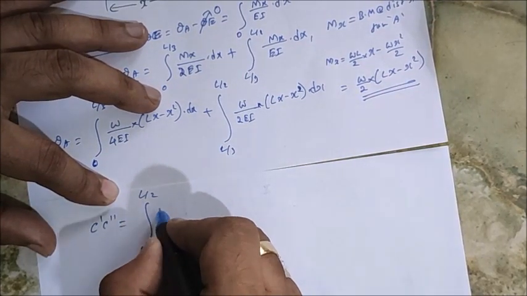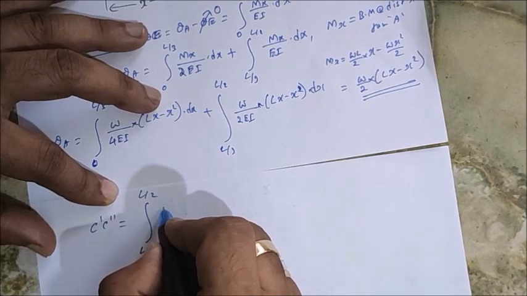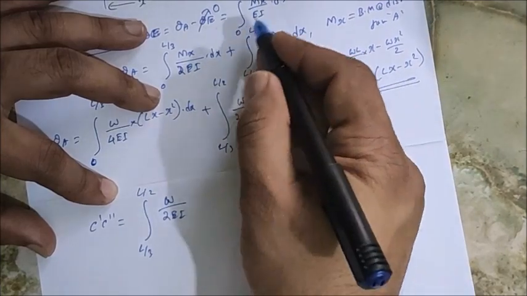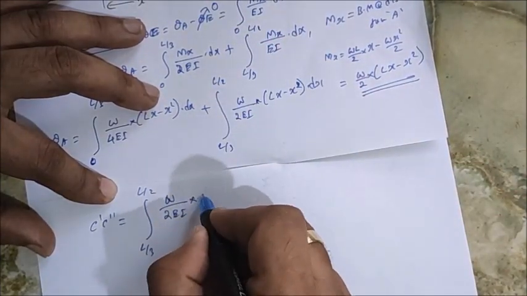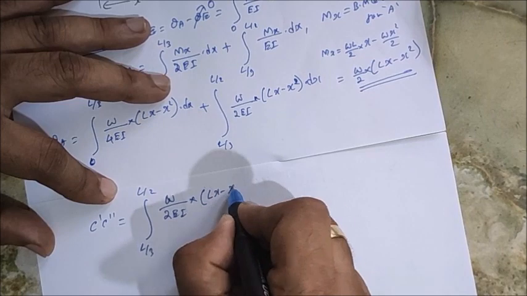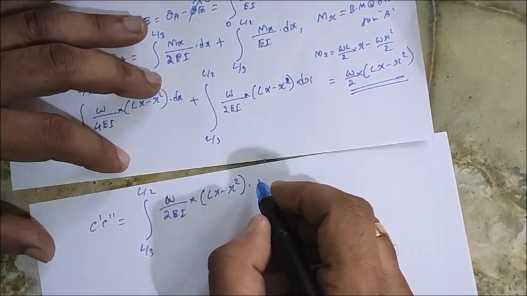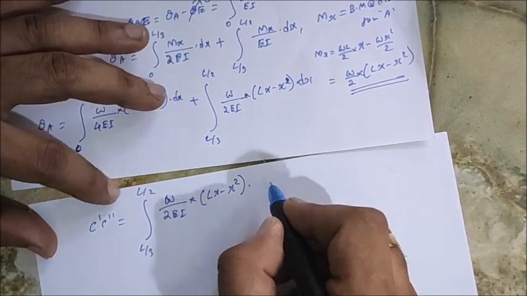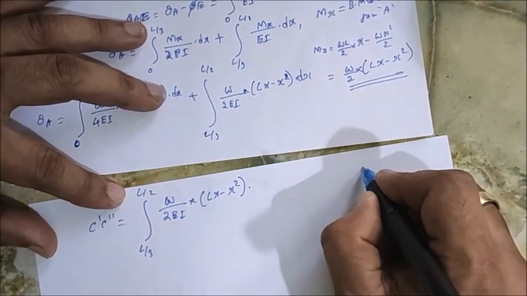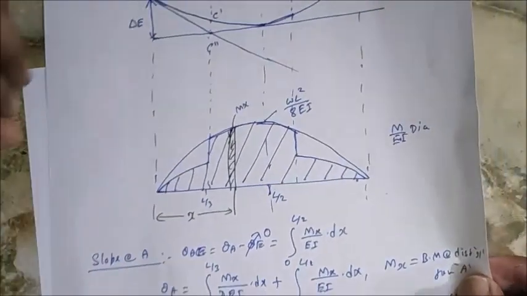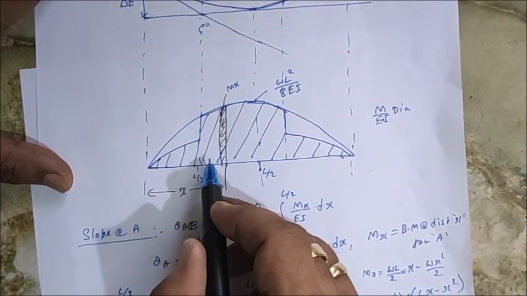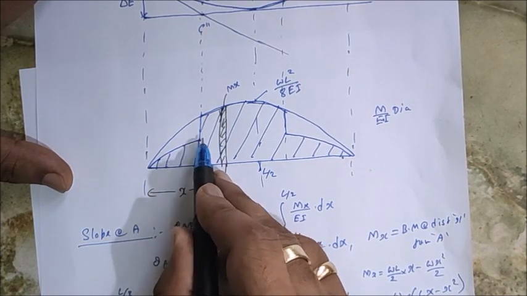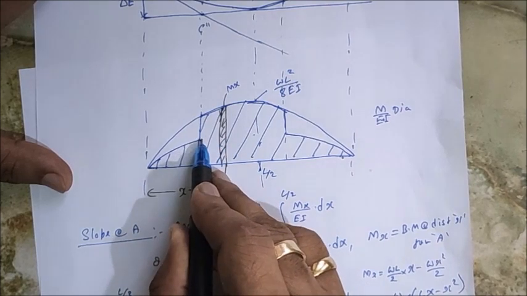Mx, what is the Mx value you will be treating as? It is a 2EI region, so W by 2EI. So this is the region: W by 2EI into (Lx minus x square) into x, because we have the moment of the M by EI diagram into x dx. Now what is the value of x here? Where you have to take the moment? Come back here. You are taking the moment of the M by EI diagram between C and E about C.